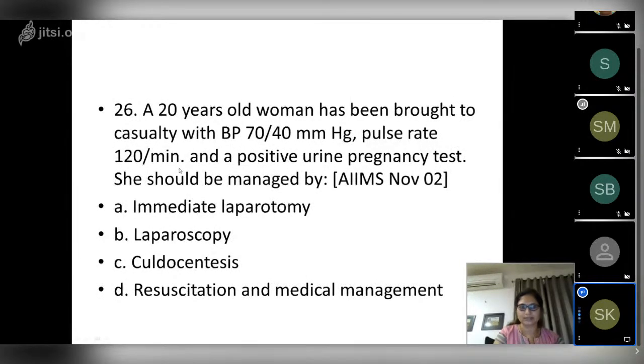BP 70 by 40 with a 120 pulse means what? Hemodynamically unstable. Yeah, the patient is hemodynamically unstable. She's in shock, right? A positive urine pregnancy test, and the patient in shock. What are the conditions which come to your mind whenever you see a patient like this? They have not given any other history, whether she's bleeding or not bleeding, but a patient with a positive urine pregnancy test and coming in shock, most of the time in early pregnancy, what are the conditions which come to your mind?